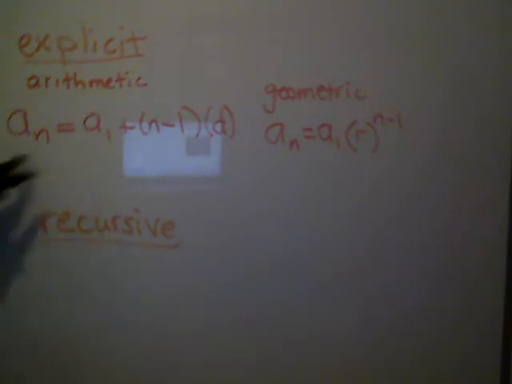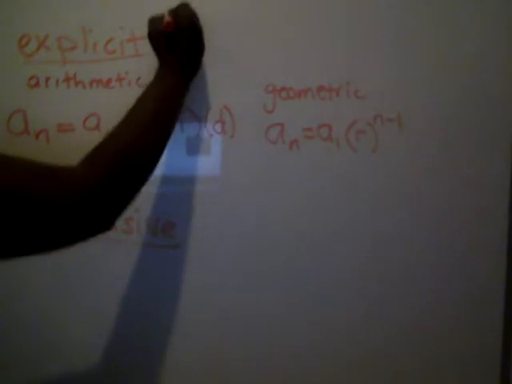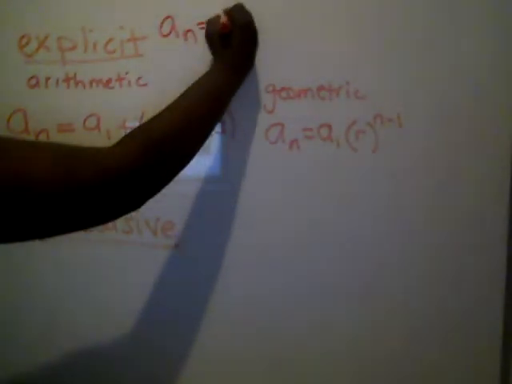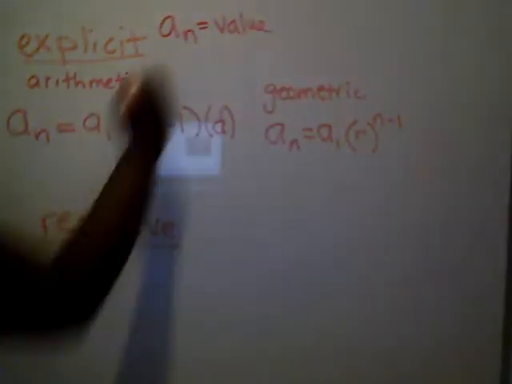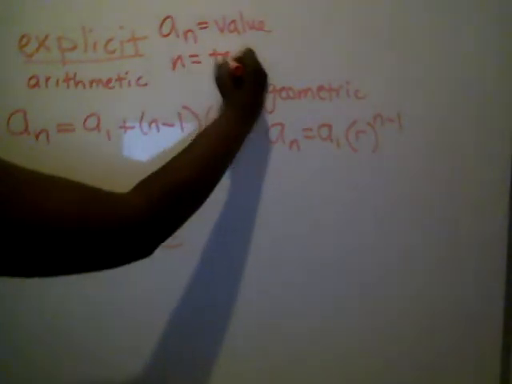Okay? So if we talk about what these mean, one thing that is going to be slightly confusing for this section is what this A sub n means and what n means. So A sub n, I'll write it here, A sub n is your value. Whereas n is the term number.